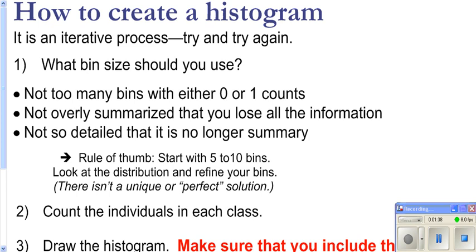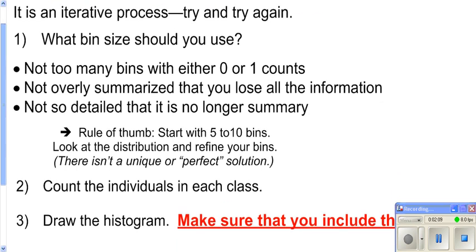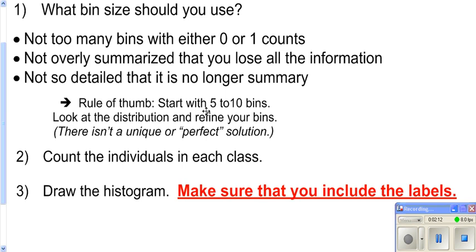Now, when you're making a histogram, there's no necessarily set way to make a histogram. Your bin size, meaning the width of your bars, is questionable as to how many you want to use. You don't want too many bins or bars that have a height of 0 or 1. You don't want too few bars because you lose too much information. You don't want so many bars that it's too detailed and doesn't give you enough summary information. For the most part, you're going to want the number of bars to be between 5 and 10 bars or bins. There is no perfect way to do this.